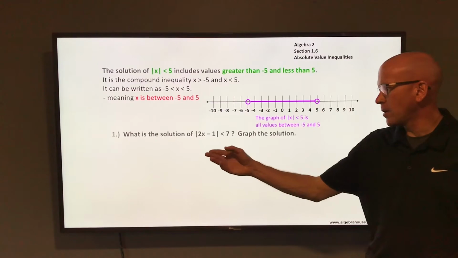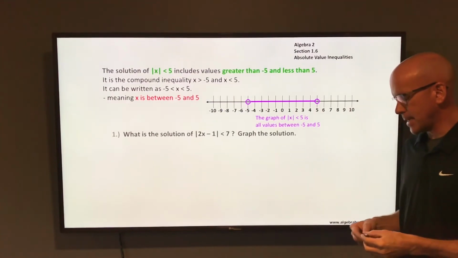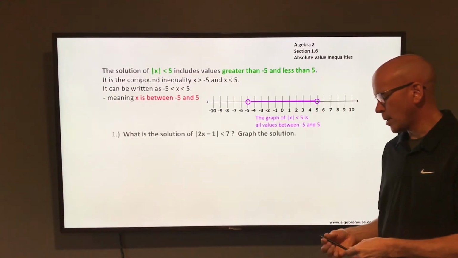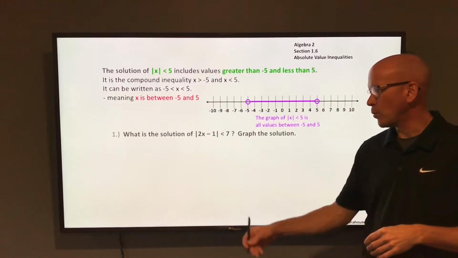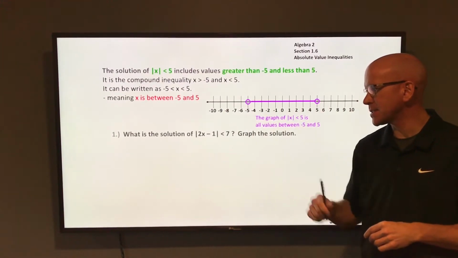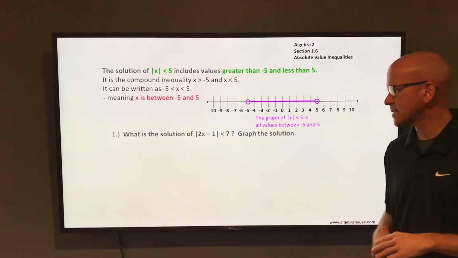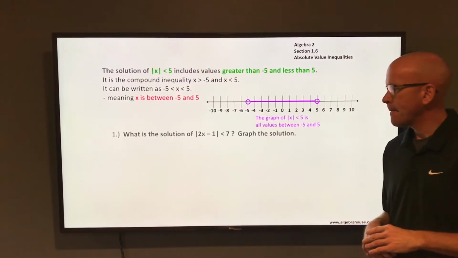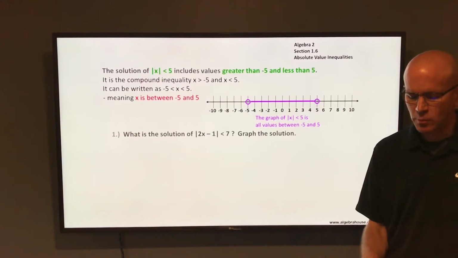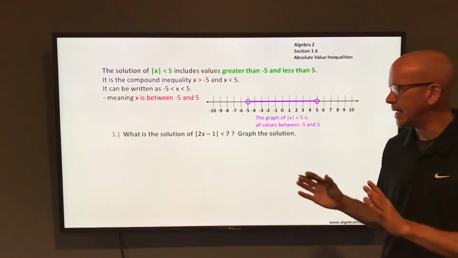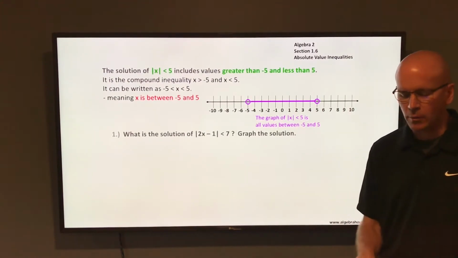Now if we're going to solve this inequality, it says the absolute value of 2x minus 1 is less than 7. What that means is the distance that 2x minus 1 is away from 0 is less than 7. So if the distance 2x minus 1 is away from 0 is less than 7, it helps to draw these out on a number line.